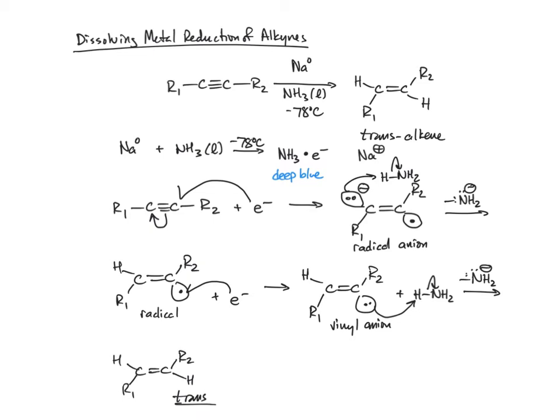geometry. So again, we rationalize the trans geometry based on this initial addition that's happening here and that we want to maximize the distance between the negatively charged carbanion and the radical. So if we have them trans, we're minimizing that repulsion. We do a proton transfer at this carbanion. We then have this radical, another electron adds to form the vinyl anion, another proton transfer, and we end up with our trans alkene.